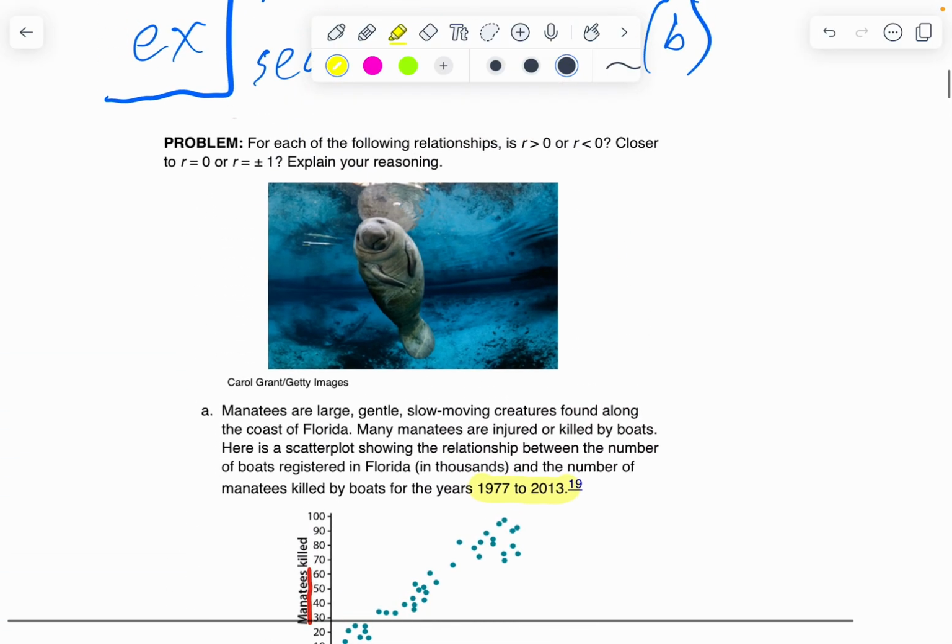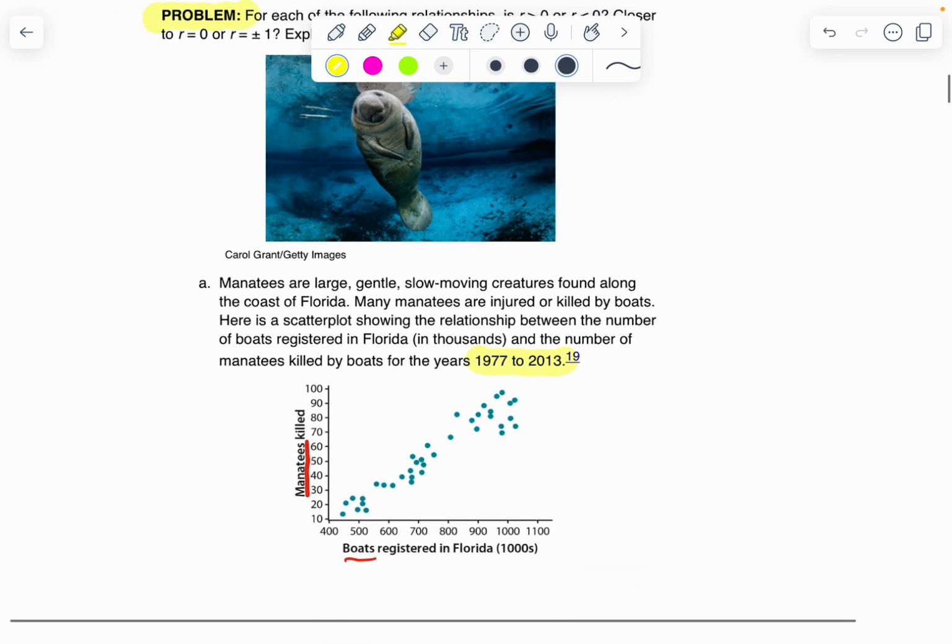What about this? Oh, yes. So for the problem above, this is what they wanted us to do here. For each of the following relationships, is R greater than 0 or less than 0, closer to 0, or closer to plus or minus 1?